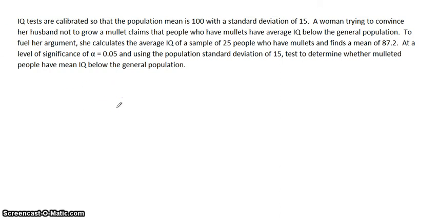So we know that IQ tests are calibrated so that the population mean is 100 and the population standard deviation is 15. According to this example, they took a sample of 25 people, so the sample size is 25, who have mullets, and they get a mean IQ of 87.2. Assuming alpha equals 0.05 and using that population standard deviation of 15, test whether people who have mullets have a mean IQ below the general population.